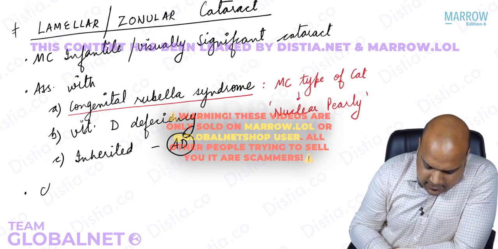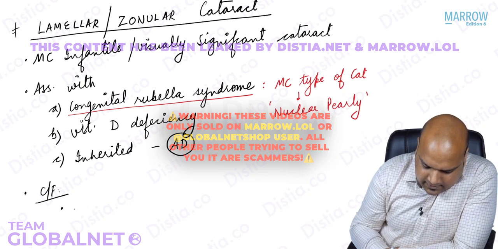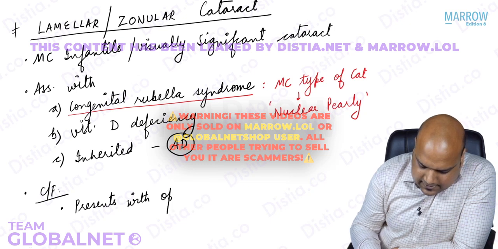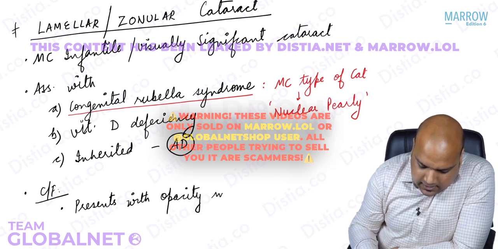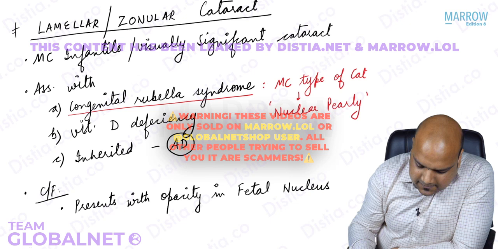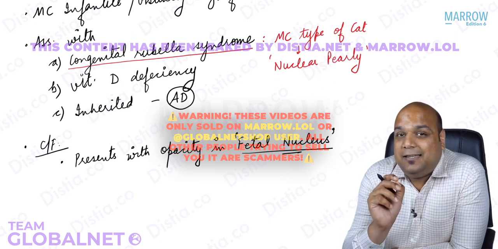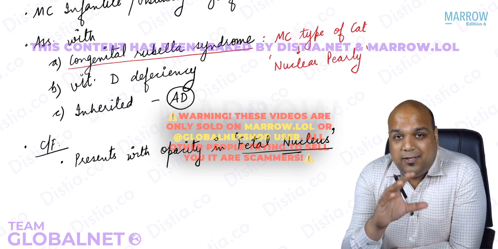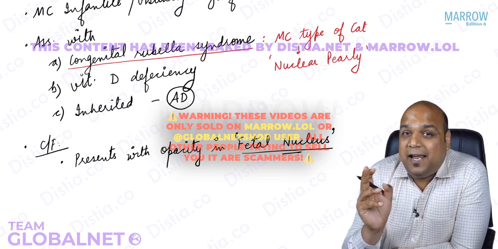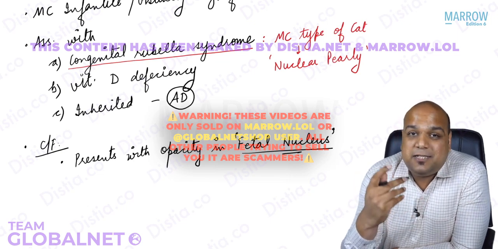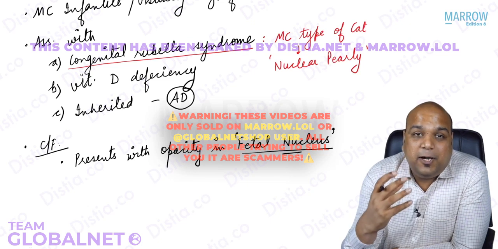Presentation. Lamellar cataract presents with opacity in fetal nucleus. This is important. Why is it important? Because it is telling you that the cataract started developing in utero. The nucleus is of 4 parts: embryonic, fetal, infantile, and adult, based on the age when it is formed. So the opacity is in the fetal nucleus because the changes must have started occurring when I was a fetus, before 8 months of age.